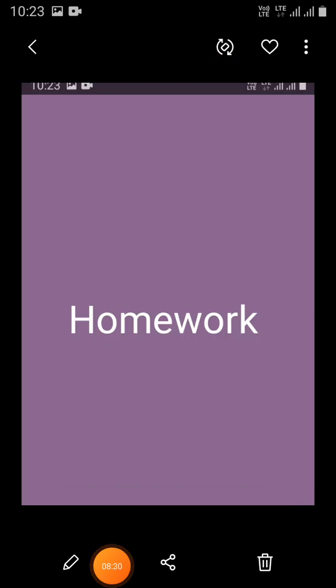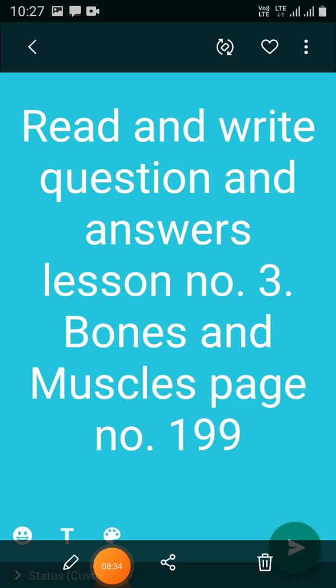So students, now it's time for the homework. Read and write question and answers. Lesson number 3, bones and muscles, page number 199. Write in your science homework book and send it on WhatsApp.